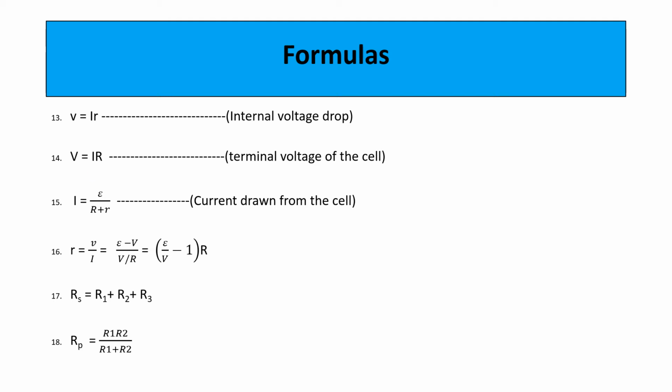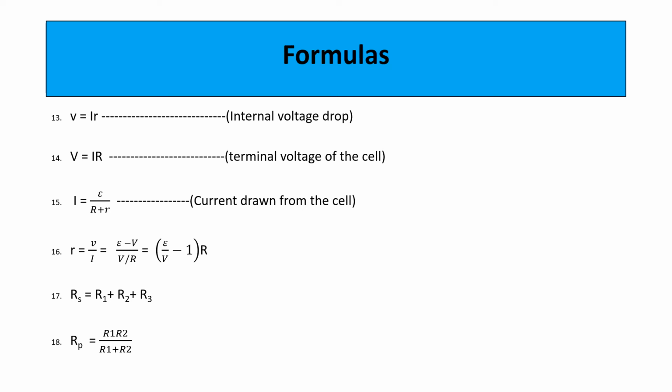The current drawn from the cell I is equal to epsilon by R plus r, where epsilon is the EMF of the cell, R is the external resistor and the small letter r is the internal resistance. The internal resistance r is equal to v by I, which is equal to epsilon minus V divided by V by R. This I is equal to V by R and the small letter v is equal to epsilon minus V, which is equal to epsilon by V minus 1 into R. Please watch the video for EMF and internal resistance to understand these formulas.